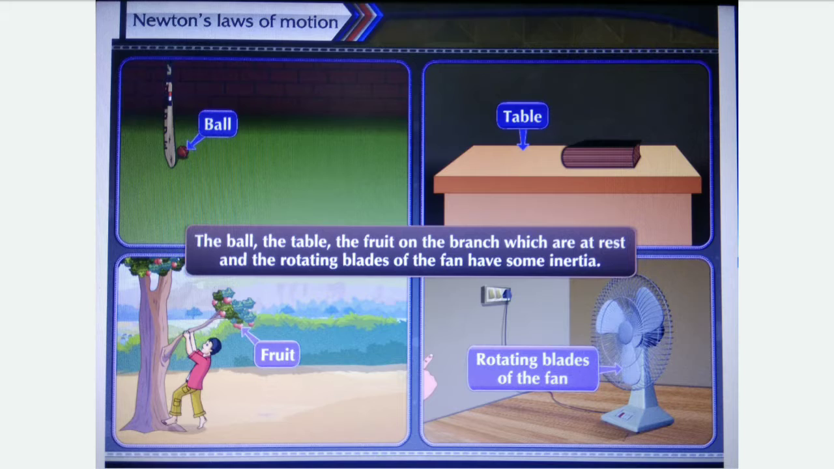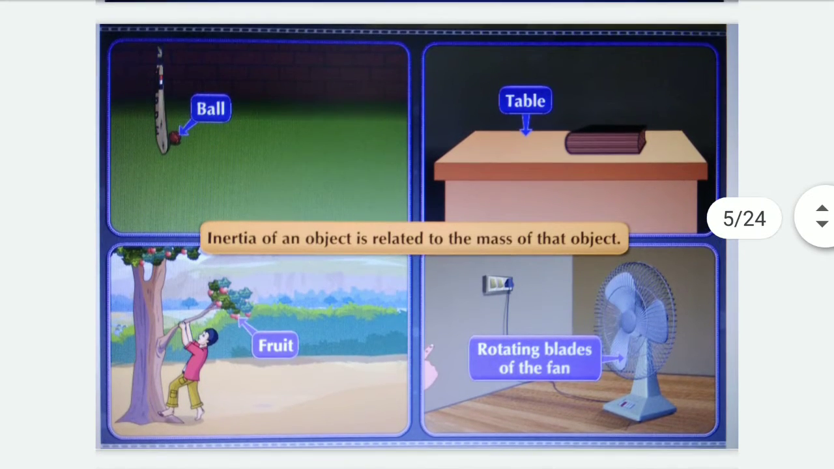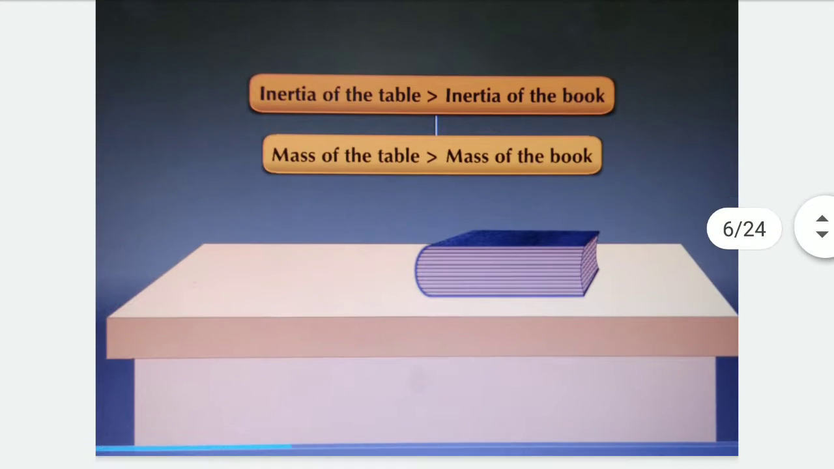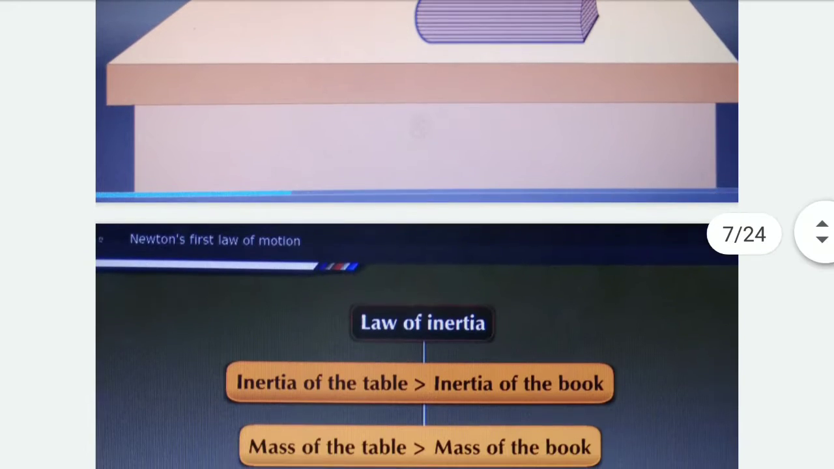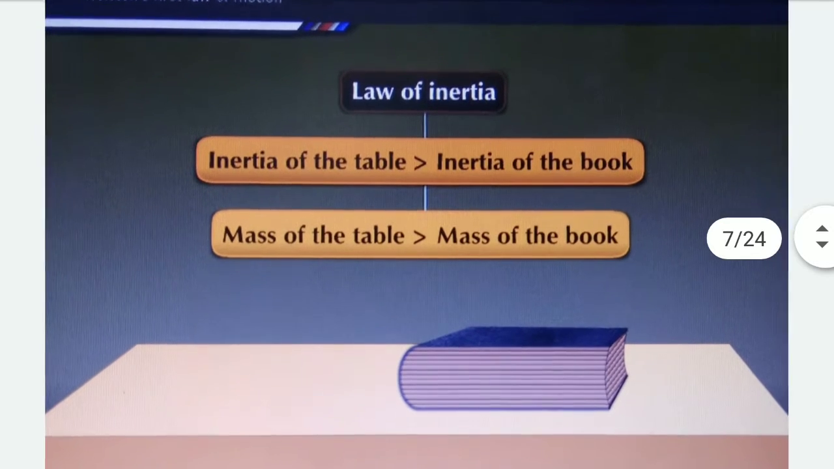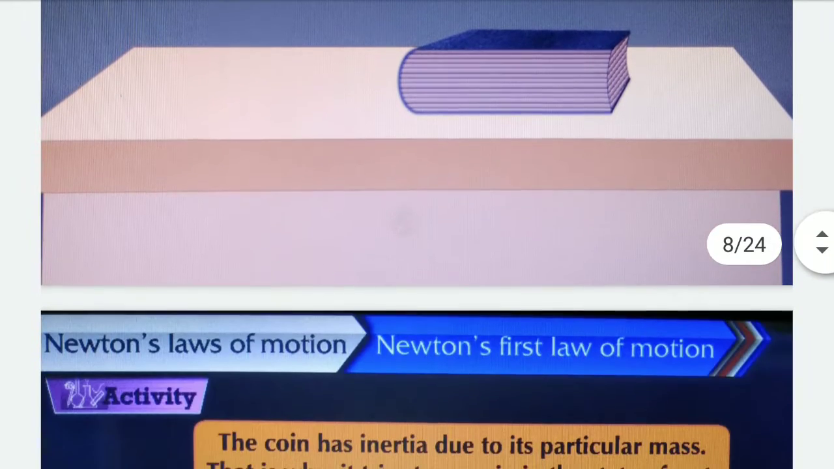This picture shows that objects have some inertia. We have learned that inertia is related to the mass of the object. Newton's first law of motion describes this very properly and is therefore also called the law of inertia. It is called the law of inertia because, as we know, if the mass of the table is greater than the mass of the book, then the inertia of the table is also greater than the inertia of the book.